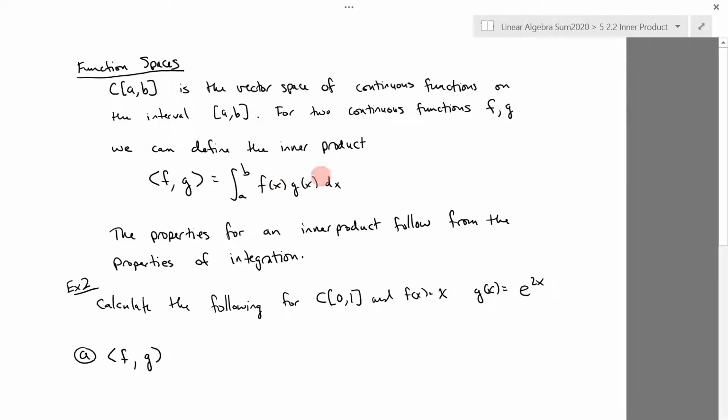So in this instance, my two functions f and g, you can kind of think of the coordinates of the functions as being the function values at each of the points on the interval, right? So f(x) is the coordinate at the point x, and g(x) is the coordinate at the point x. Okay, so you can think of this as being the product of the corresponding coordinates, and then now the integral is playing the role of summation.